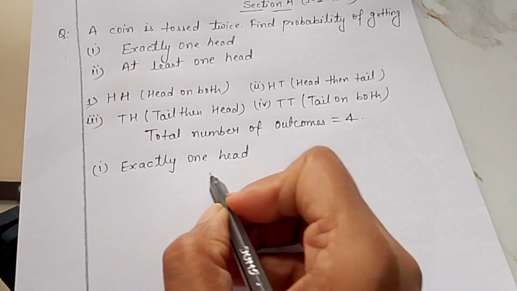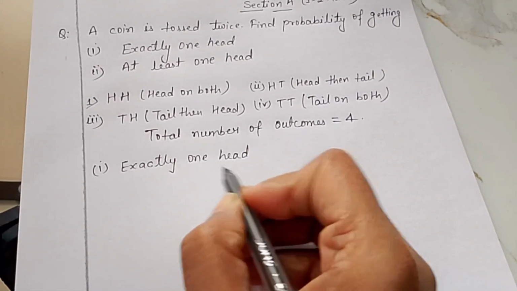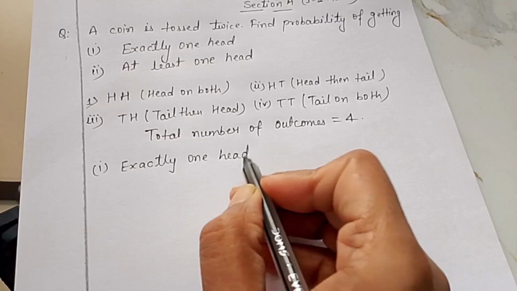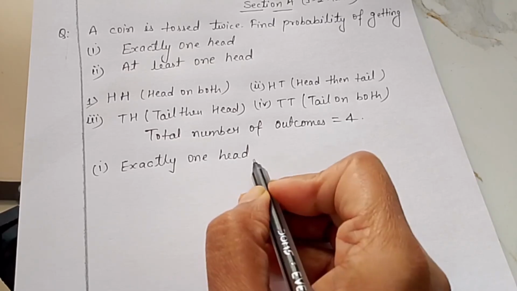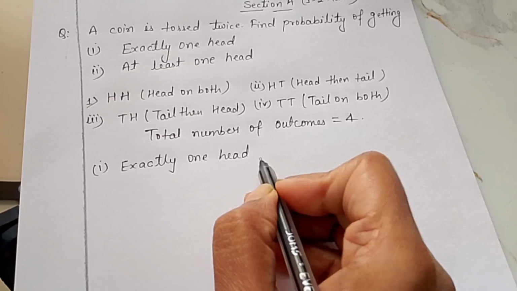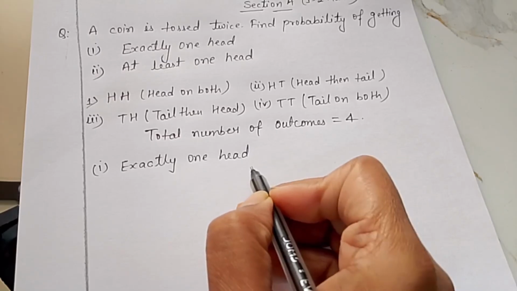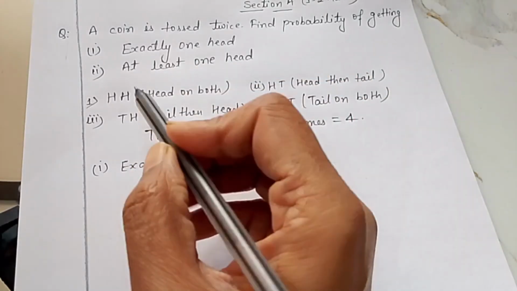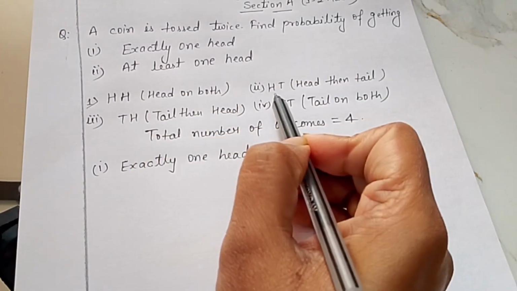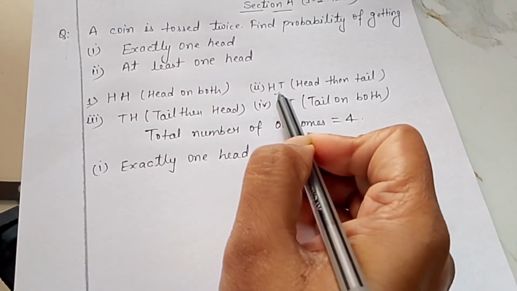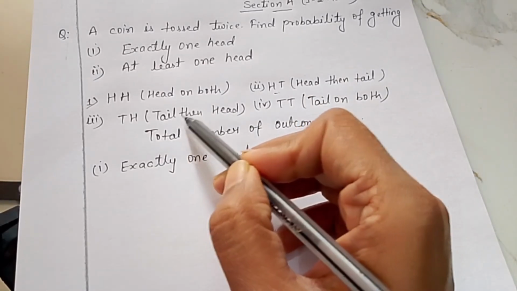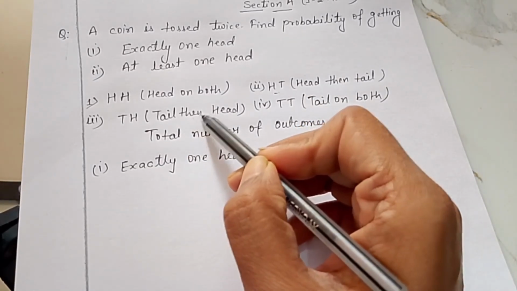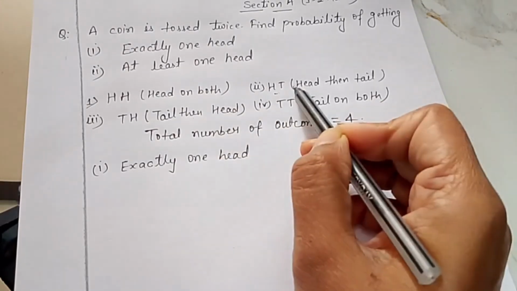What is the probability of getting exactly one head? This means we can't have 0 heads and we can't have 2. We want just one. Looking at our list, HT has one head and TH has one head. That gives us 2 favorable outcomes.